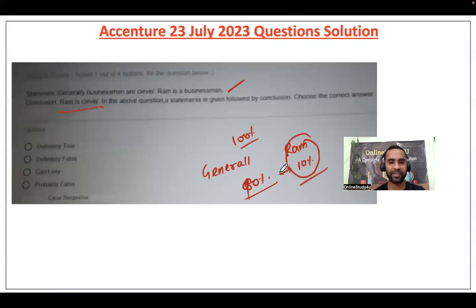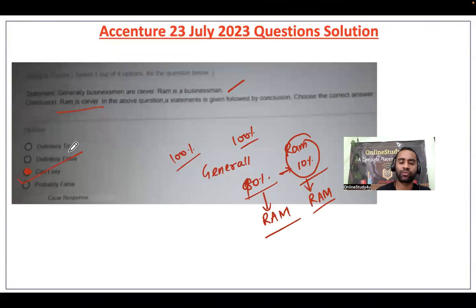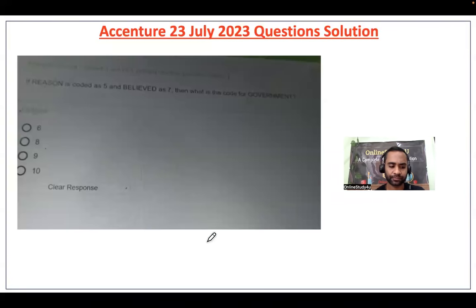See, it might or might not happen. But if you say Ram is clever 100%, no. We cannot say that Ram is 100% clever, because Ram might or might not be. Ram might come into the 90%, or Ram might come into the 10%. Okay, so that we don't know. So we cannot say anything about that. Okay, so here it will be can't say.